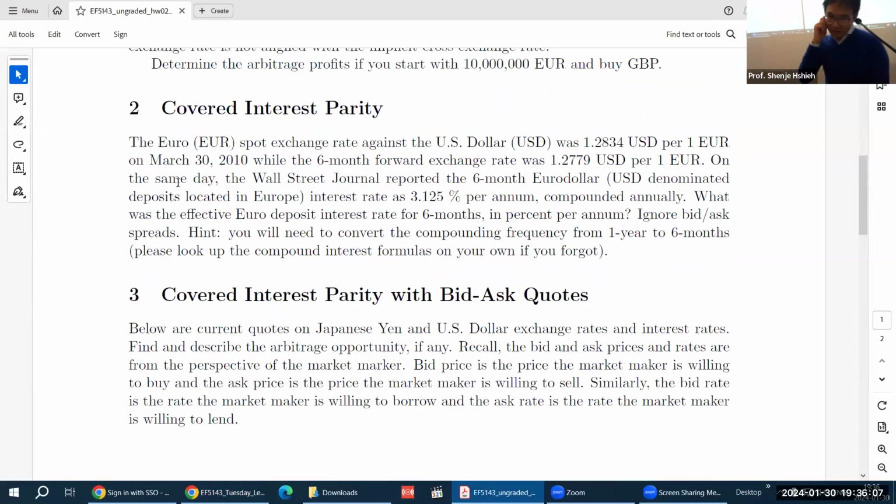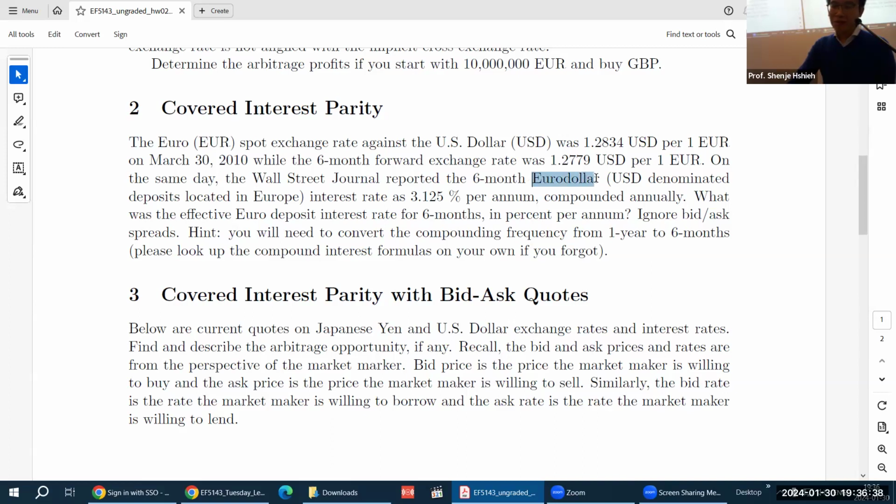reads the following. The euro spot exchange rate against the US dollars was 1.2834 USD per 1 euro on this date, while the 6-month forward exchange rate was this price per euro. All right, so we have a euro. So we have our exchange rate where the dollar is the numerator and euros the denominator, right? So on the same day, the Wall Street Journal reported 6-month euro dollar.